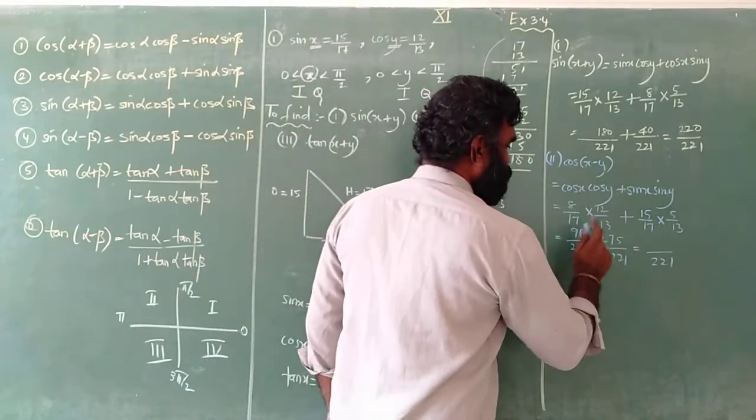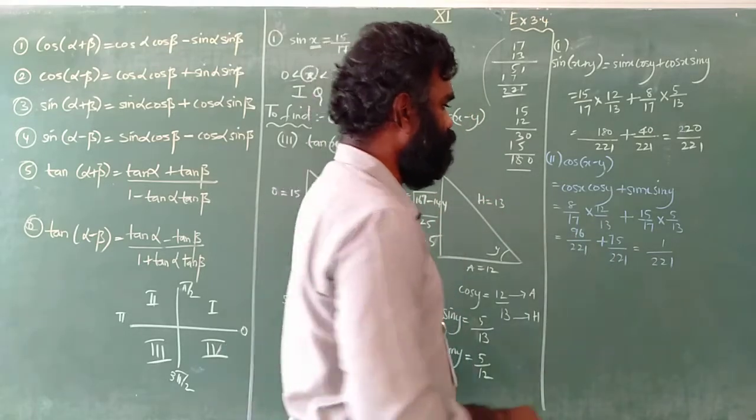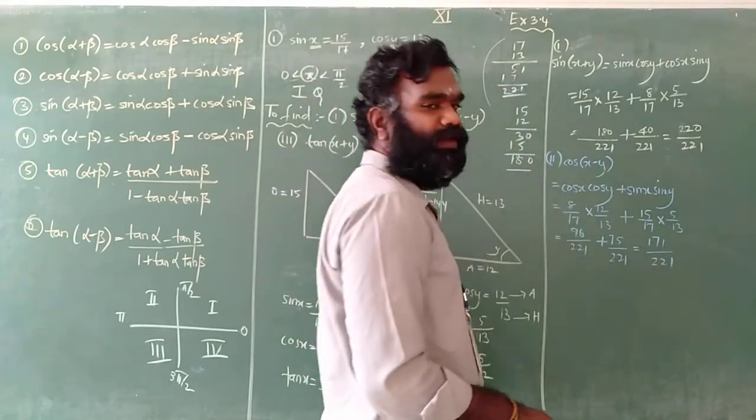Add 5 plus 6. What is 5 plus 6? 11. Carry over 1. 9 plus 7, 16. 17. 171 divided by 221.